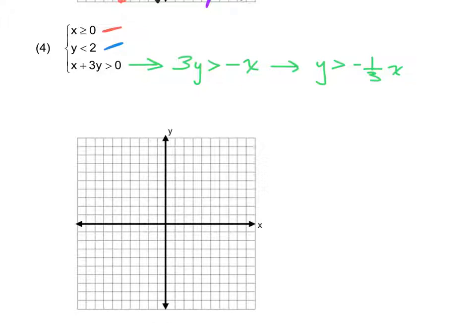All right, so x greater than or equal to 0. What am I drawing there? Vertical line where? Y-axis.